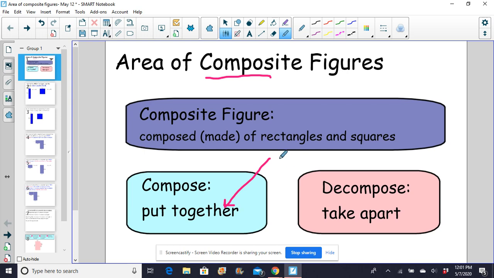I can add a prefix to the beginning of that, D, and make it the antonym of decompose, to take apart. And these words, compose and decompose, we're going to be using in these conversations that we'll have as we work with polygons or composite figures. We're going to decompose them and compose them. So let's try this out so you can see what I mean.